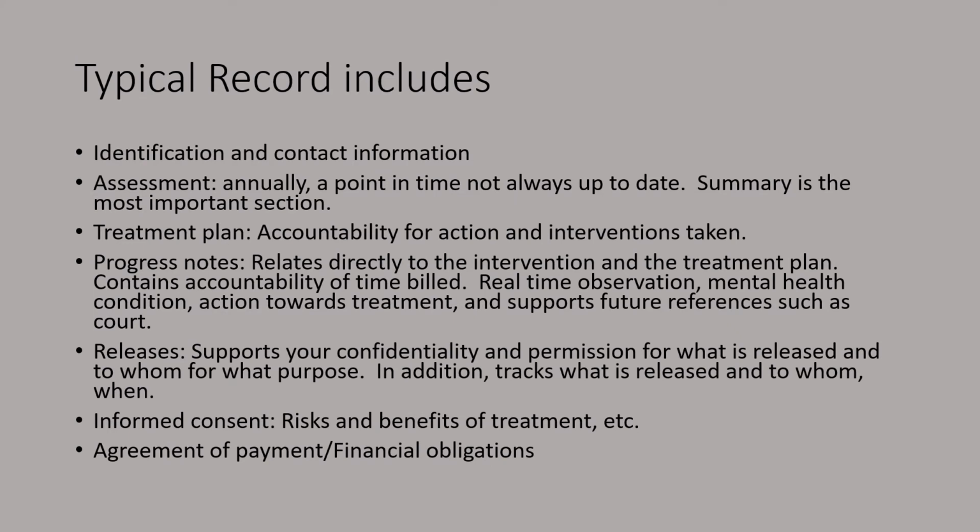Typical records include identification and contact information, and assessment, done annually, a point in time, not always up to date. Summary is the most important section. Treatment plan: accountability for action and interventions taken. Progress notes relate directly to the intervention and the treatment plan. They contain accountability of the time billed, real-time observation, mental health condition, action towards treatment, and support future references such as court.